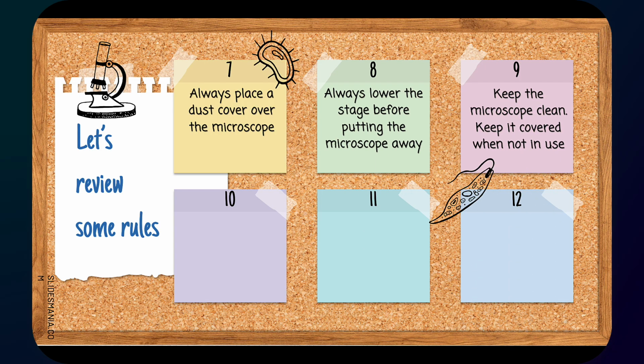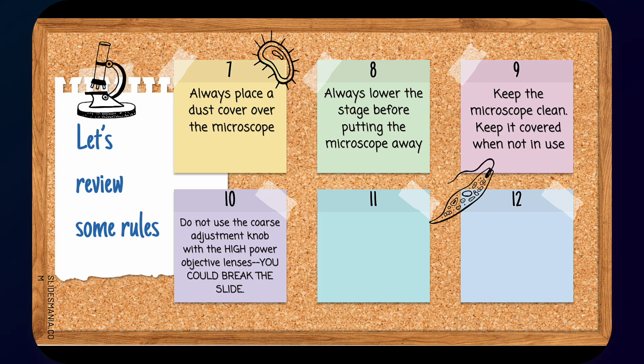Number 9, keep the microscope clean. Keep it covered when you're not using it. That's kind of what we've talked about already. Number 10, do not use the coarse adjustment knob with the high power objective lens.